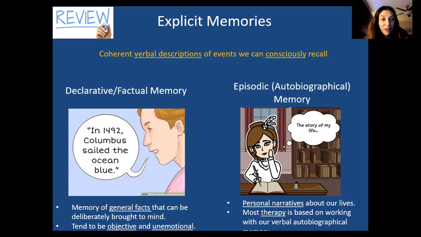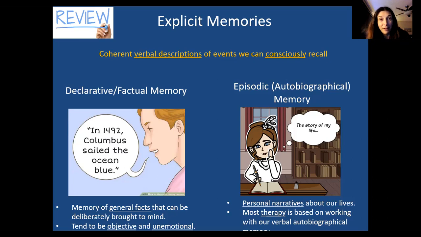One is called declarative or factual memory. So it's like declaring something, like saying a fact out loud. That part has to do with stuff that's a little more neutral, like facts you may have read about or heard on TV or seen in person, like something you saw at a museum and you're calling this fact to mind. It doesn't necessarily have to be about you.